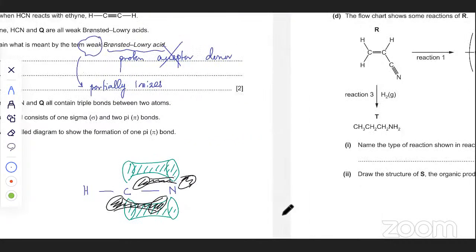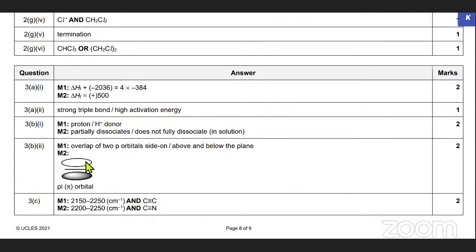So pi bonds are always formed. So the second one wasn't really necessary. You just had to draw one of them. This just shows electron density above and below the axis connecting the two. So overlap of two p orbitals, side on, above and below the plane. That's it.